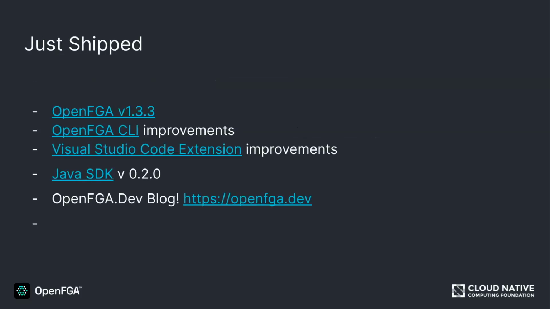So some things we shipped. This is the list. I want to go to some details in the rest of the presentation. We shipped a couple of new versions of OpenFGA in the last meeting. Kept working on the CLI and the code extensions and the Visual Studio Code extensions and the Java SDK. And just this morning we have one blog post, and what is in the blog post we just covered in the meeting. But we are going to keep, of course, publishing content in the blog.